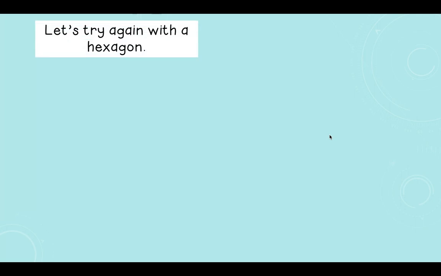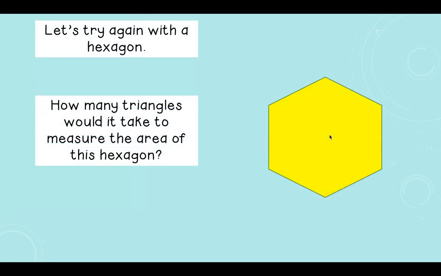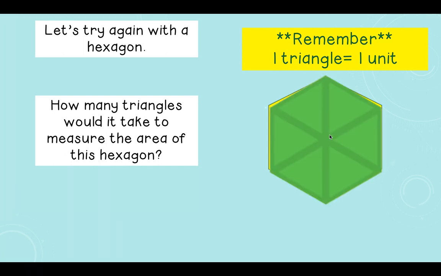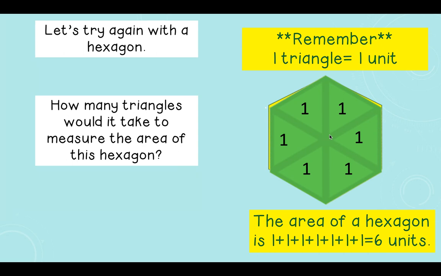Let's try again with a hexagon. How many triangles would it take to measure the area of this hexagon? Remember, one triangle equals 1 unit. So it would take us 6 triangles to create a hexagon. So each triangle is worth 1 unit. So the area of a hexagon is 1 plus 1 plus 1 plus 1 plus 1 plus 1, which equals 6 units.